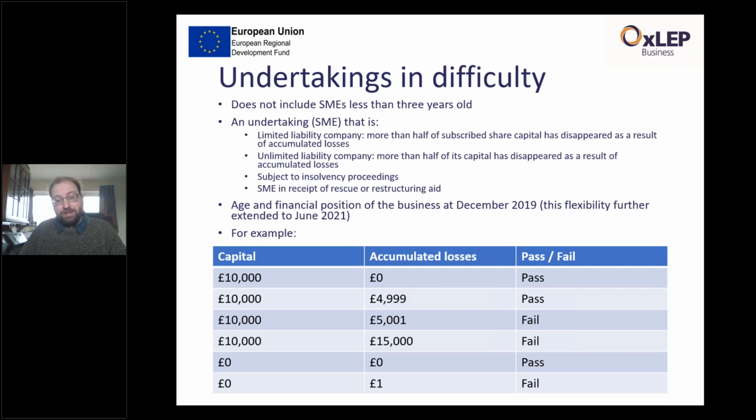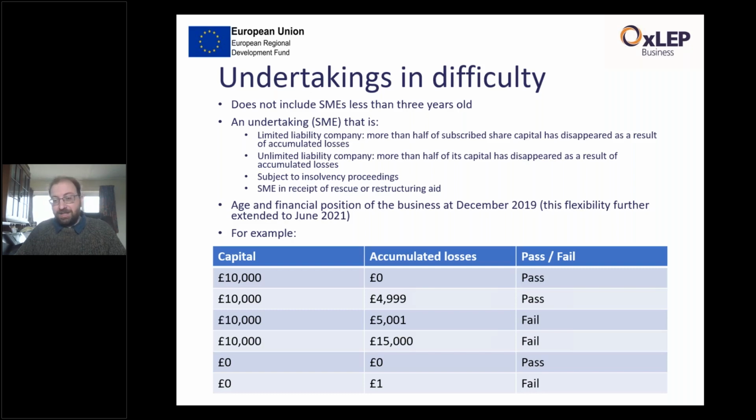The other thing to note is that it is both the age and financial position of the business as at December 2019 that counts. Now, that was a flexibility that was introduced in response to the COVID-19 pandemic, where it became very clear that a significant number of businesses would be deemed undertakings in difficulty as a result of the impact of COVID. So what the European Commission said was that they would suspend that test and look at the position of the business on 31st of December 2019, so before any impacts of COVID-19 could be felt.